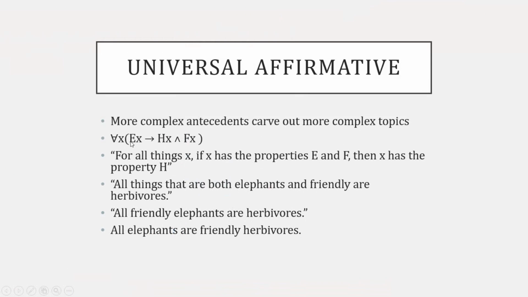So this says all of the things that fall under the category of elephants have the following two properties, both being friendly and being herbivores. Yeah? So the skill here is being able to figure out which parts of the sentence are being used to carve out the topic, and which parts of the sentence are being used to assert something about that topic. Good? Okay, we'll see many more examples of this as we go along.